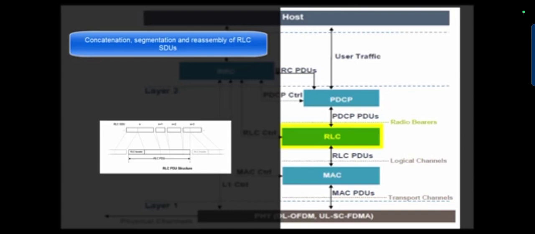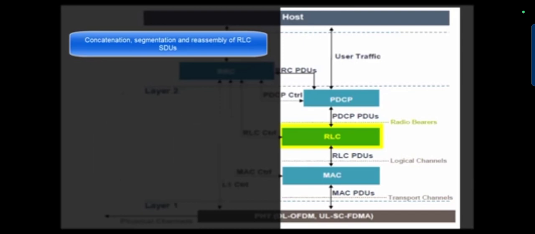Bandwidth available on air interface keeps on changing very frequently because of changing radio conditions and changing number of UEs under an eNode B. So RLC at the transmitting end has to concatenate or segment these data packets dynamically according to the current bandwidth on air interface, and RLC at the receiving end does reassembly of this data.